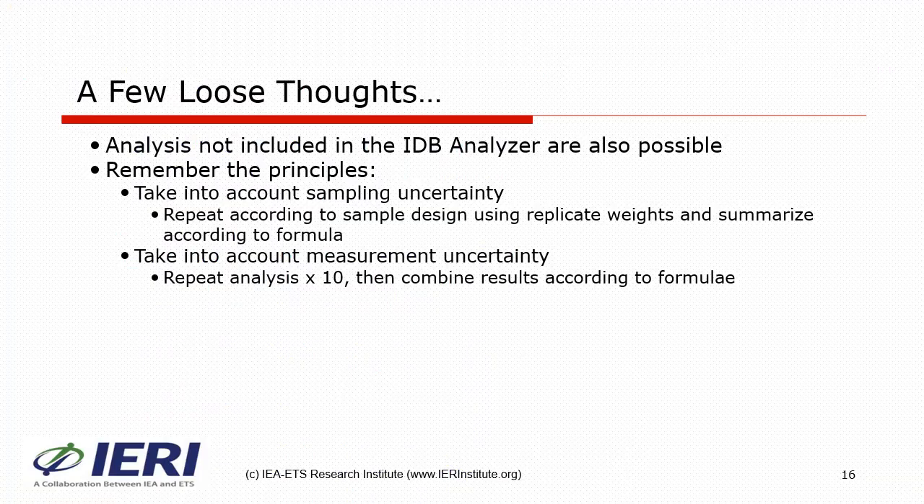And to complement that, before we conclude, a few loose thoughts. First of all, there are other analyses that you can do that are not included in the IDB Analyzer. So these are always possible. But remember the principles: to take into account the sampling uncertainty, and that means repeat according to the sample design using the replicate weights and summarize according to the formula, and take into account the measurement uncertainty, and by that we mean repeat the analysis 10 times and then combine the results according to the formula. This is when you're using plausible values. In a separate video, we'll be discussing the implications of the sample and the assessment design in the analysis that lead you to have to conduct these replications.